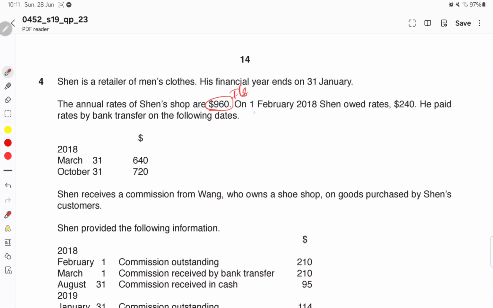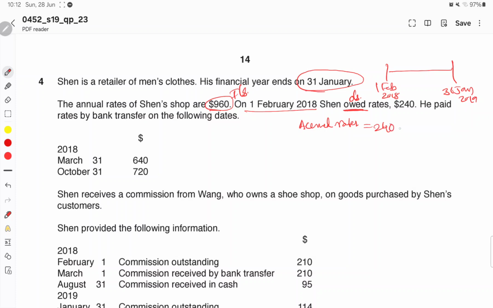Okay. So on 1st February 2018, this is the opening balance, because the closing date is given, so we can understand this is the financial year. 1st February 2018 to 31st January 2019 is the financial year. On 1st February, Shen owed rates, which means it is outstanding or accrued, we can say. It's $240. So think accrued, this is accrued rates. Accrued rates means accrued expenses. Accrued expenses, you will add in the income statement.